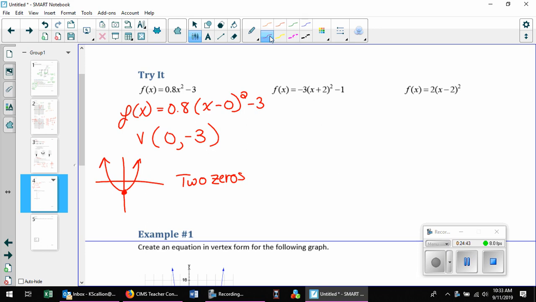Okay, so the next one's a little bit nicer. I'm going to wait for you guys. Anybody want to try? 0, 0. Okay, so this is a +2. So that means I'm going to the left. So that means my vertex is going to be at -2, -1. So if I plot that point, that's going to be somewhere over here. And my graph opens down. Oh, that's a bad graph. Don't judge. So that is, we have none. We have no zeros. Zero zeros.